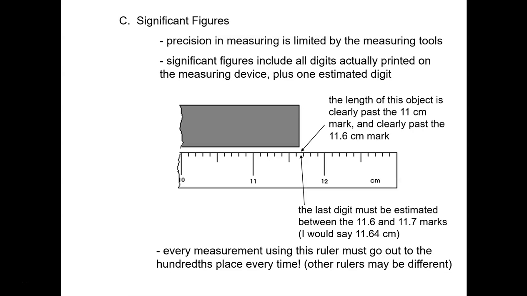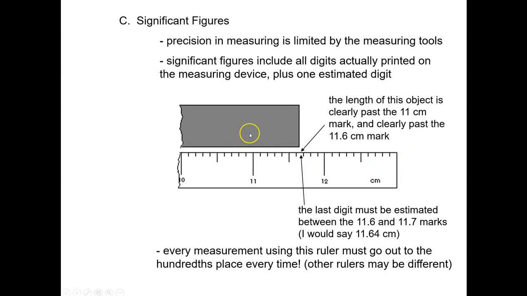Why? Because this ruler could have been 11.61 or 2 or 3 or 4 or 5 or something like that. And I have to let somebody know that it's right on the 11.6. I didn't just sort of guess that it was 11.6. It was 11.60, right on it.